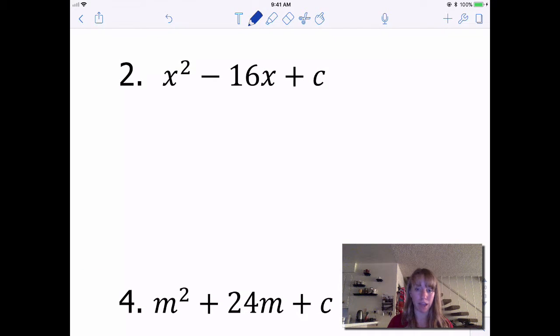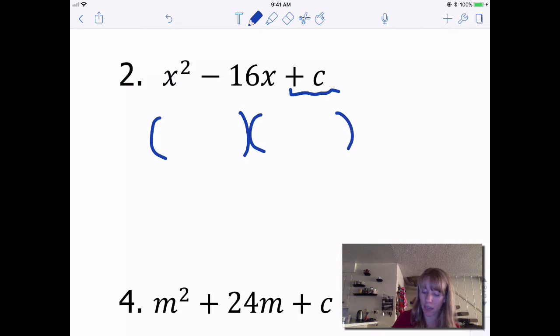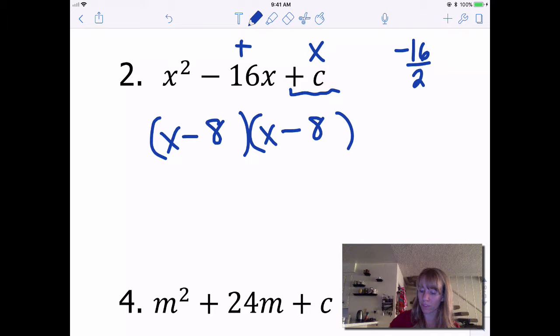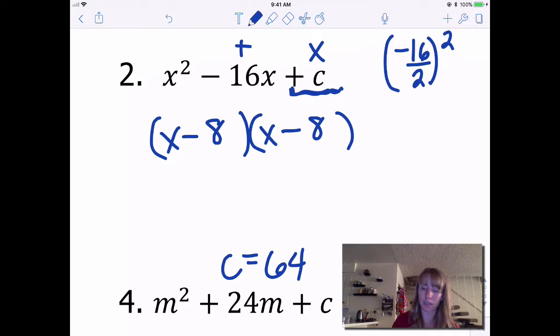I've got x squared minus 16x plus who knows what. So let's split it up. First thing, I want it to be exactly the same. Since this is a negative, I'm probably going to need a negative and a negative to add up to a negative number. If I split up 16 evenly, negative 16 divided by 2 is negative 8. And then I want to square it to get c, because negative 8 times negative 8 has to multiply to that c value. So c is going to be 64, because 8 times 8 is 64. And then I can write this as x minus 8 squared.